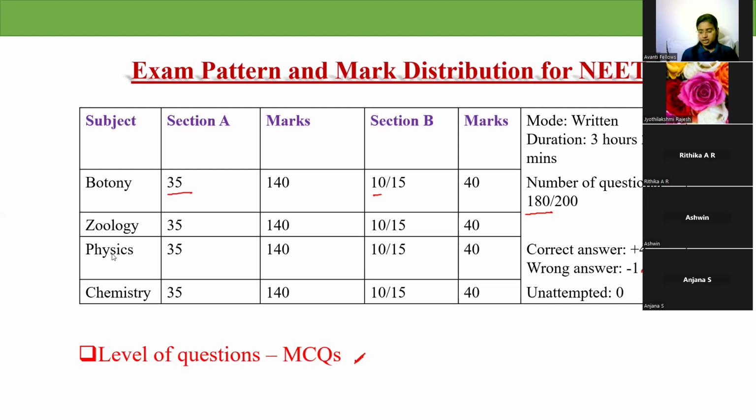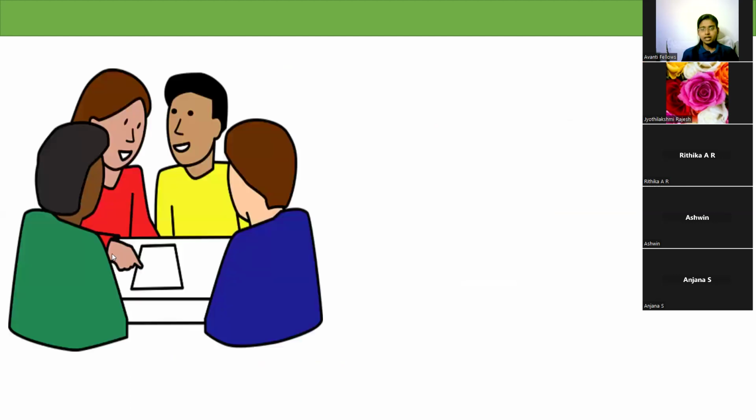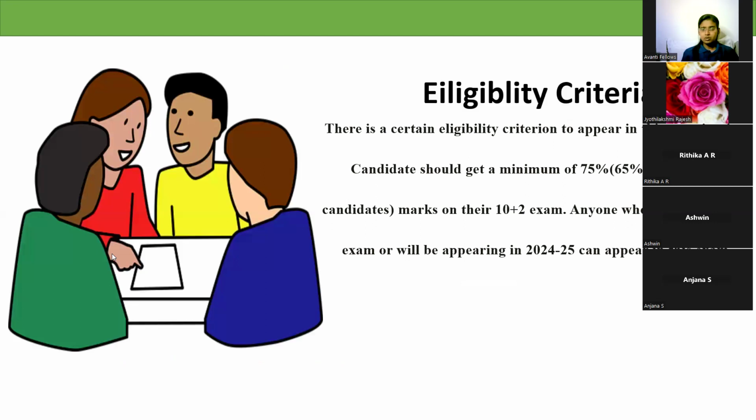Got it? Next, coming to the eligibility criteria for these two examinations. There is a certain eligibility criterion to appear in these examinations. You should get a minimum of 75% marks in your 10+2 examination. Anyone who has passed 10+2 or will be appearing in 2024 to 2025 can appear in this exam. You might be knowing this. So let me move on to the next topic.